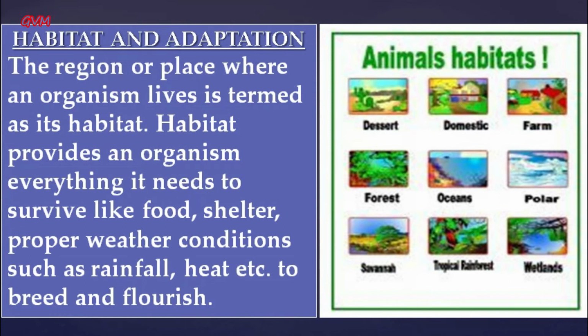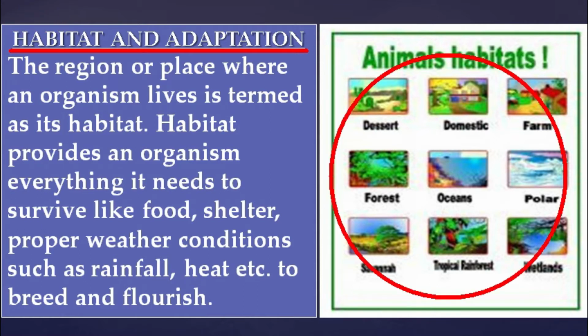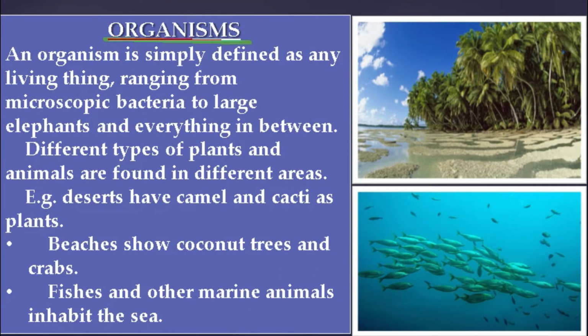Now students, the first topic of this chapter is habitat and adaptation. Students, as I said earlier, habitat is the surrounding where living organisms survive. And the organisms depend on their habitat for their food, water, air, shelter and other needs. In a habitat, several kinds of plants and animals share the same habitat. Now students, let's understand what organisms are.